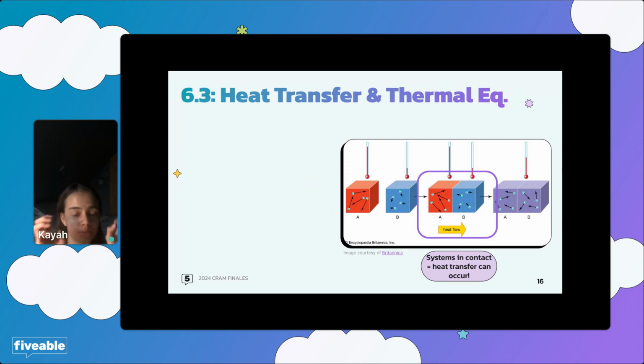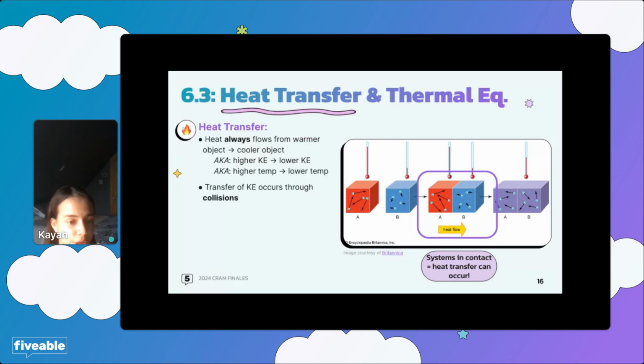Next, if you have systems in contact, a heat transfer can occur. And what's important to note is the way that heat flows. You see box A, the red one, in the center, flowing from a warmer object to a cooler object. So this is your higher kinetic energy to lower kinetic energy, also known as your higher temperature to lower temperature.